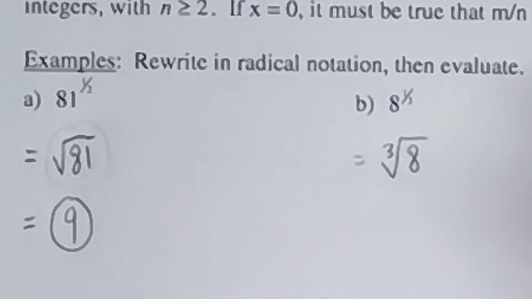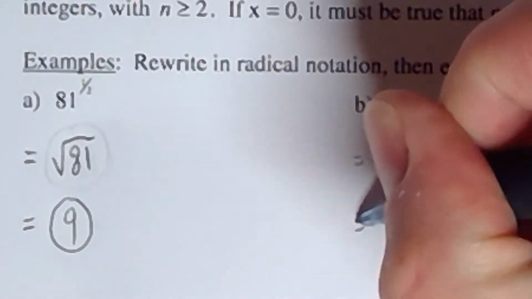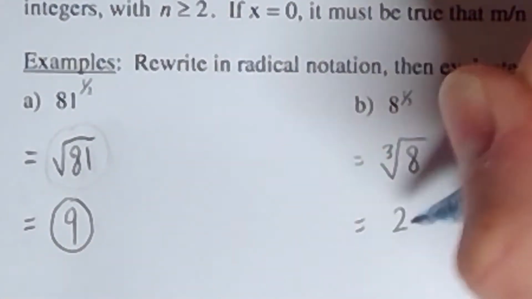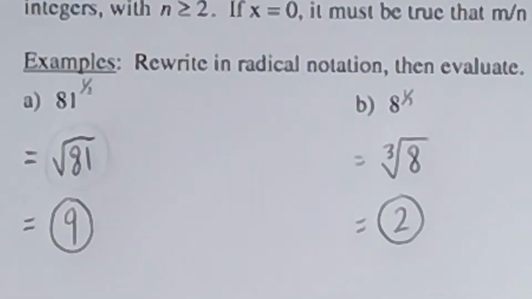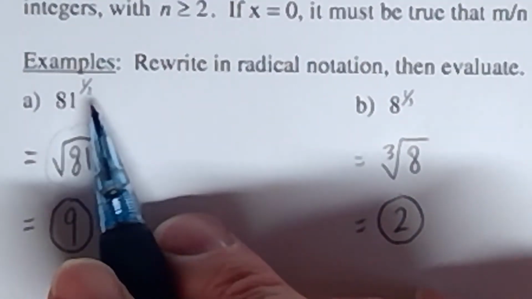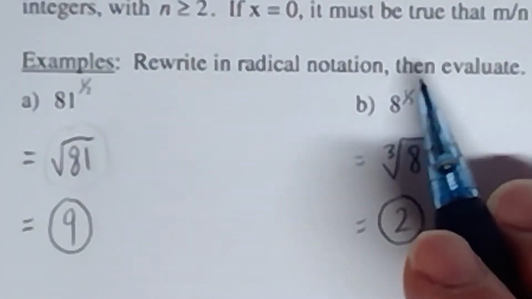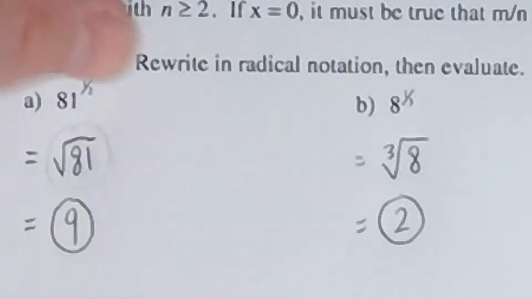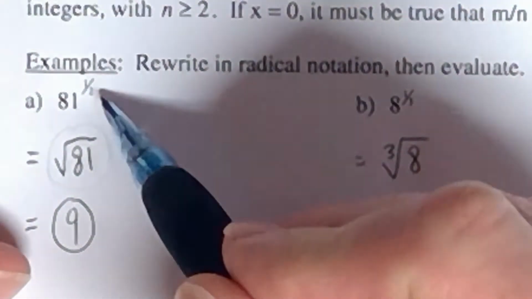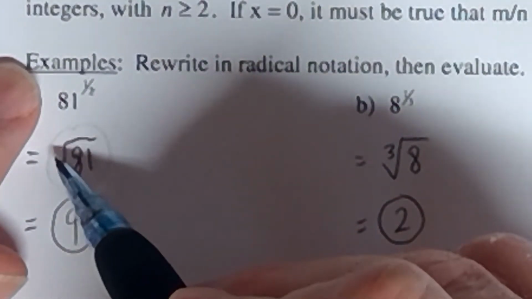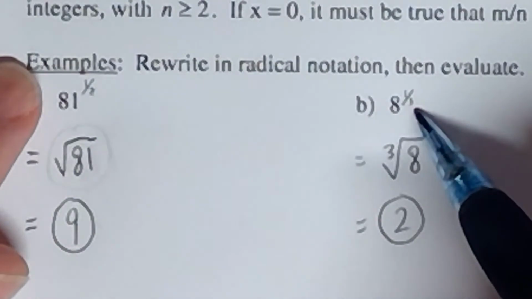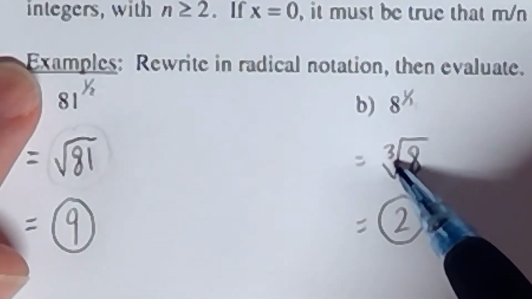Same thing with the next one. Put it in radical notation and then compute the cube root of 8, which, as you know, is equal to 2. So again, reviewing here, 1/2 power means square root, 1/3 power means cube root. In other words, the denominator is the thing that tells you what kind of root you have. If it's 2, it's square root. If it's a 3 in the denominator of the fraction exponent, then it's a cube root.